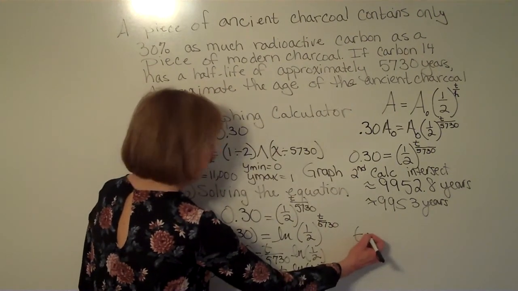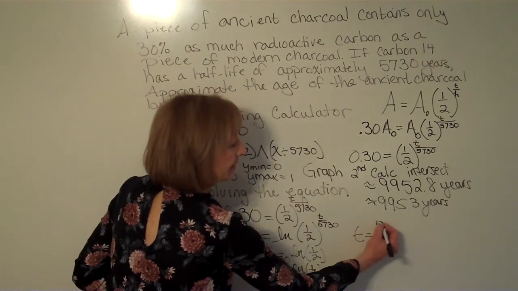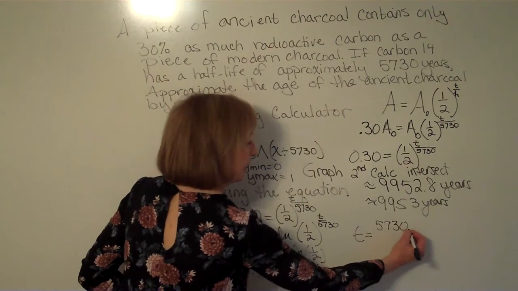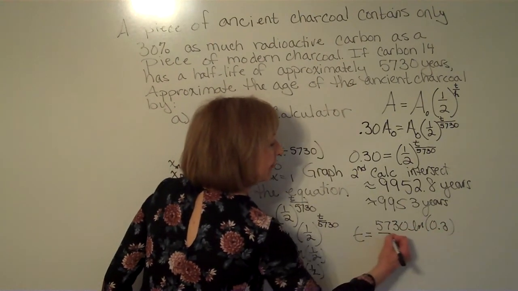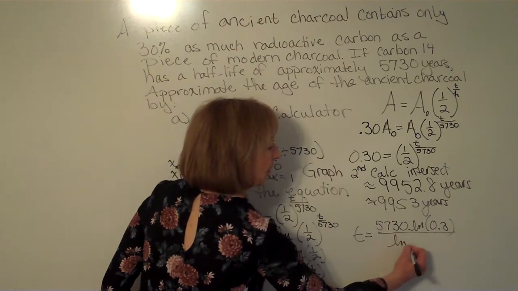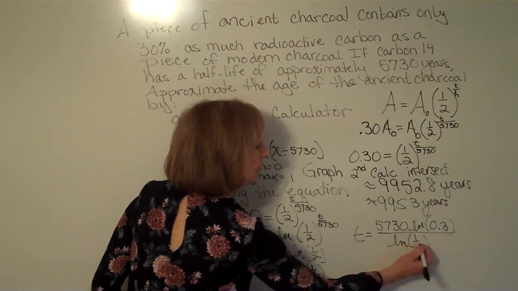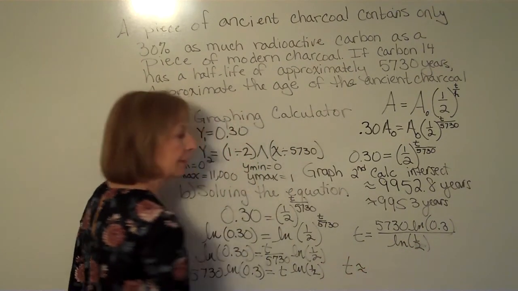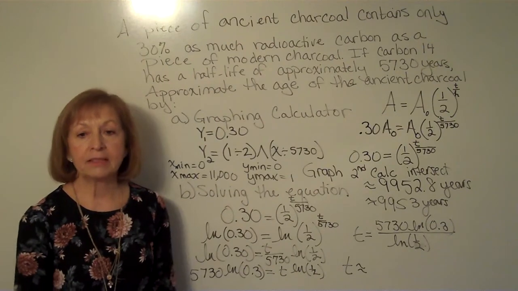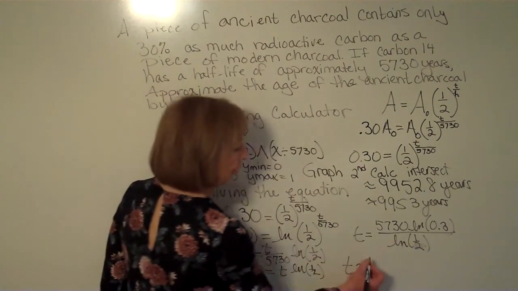So t is equal to 5,730 times the natural log of 0.3 divided by the natural log of a half. And when you look at keying that through your calculator, you'll find that that's approximately equal to 9,952.8 years.